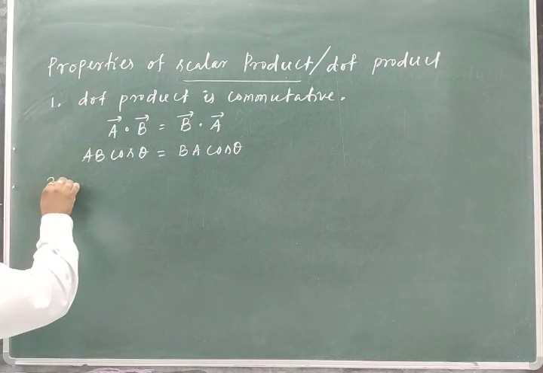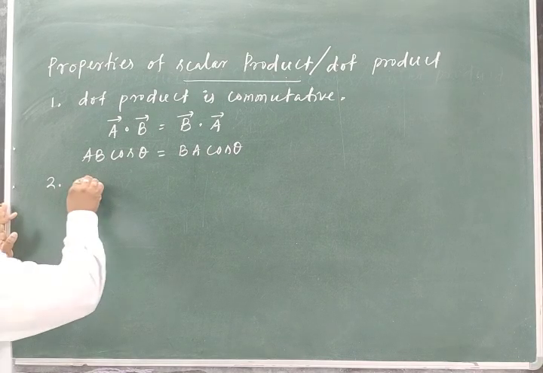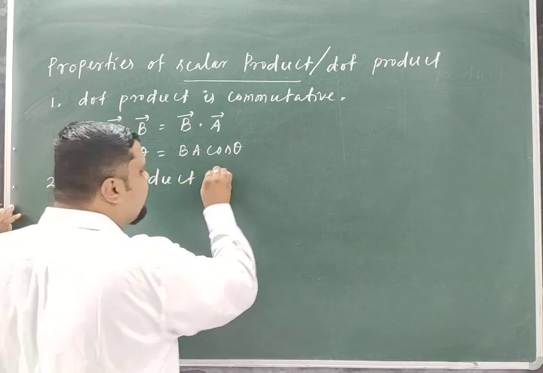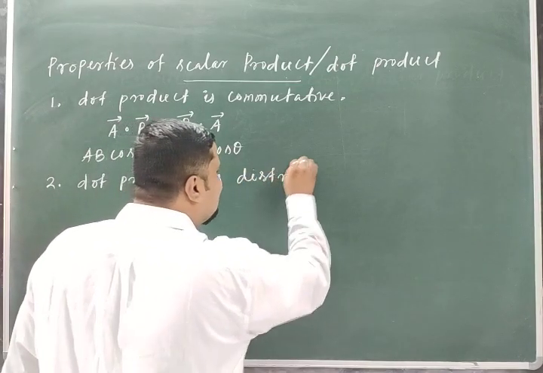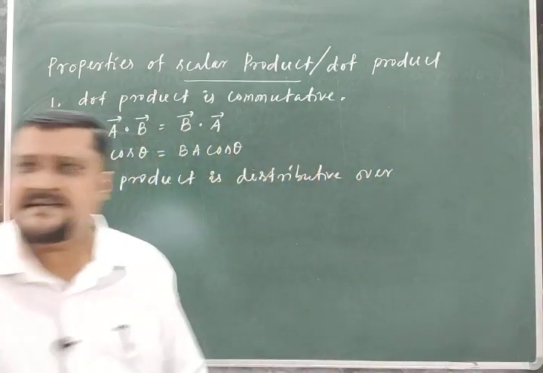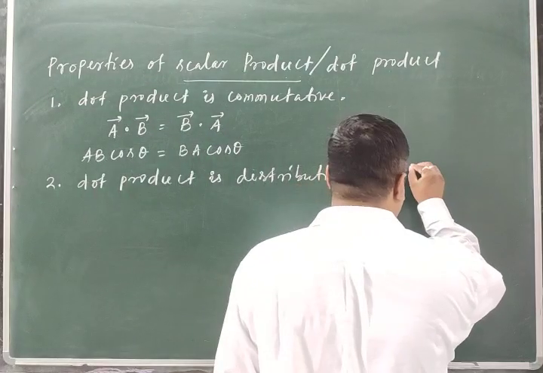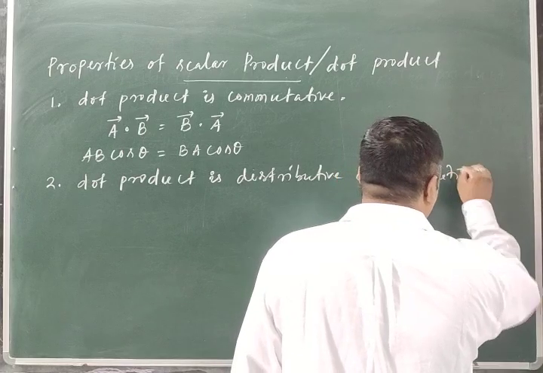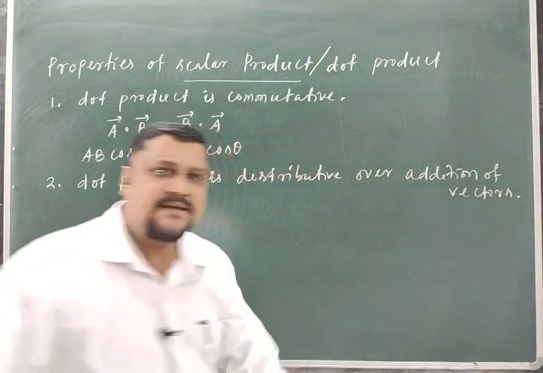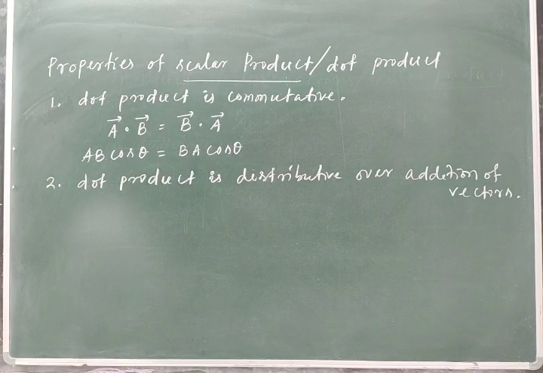Next, number 2, the second one: the dot product is distributive over the addition of vectors. What does it mean? Try to understand. This implies the dot product is distributive over the addition of vectors.